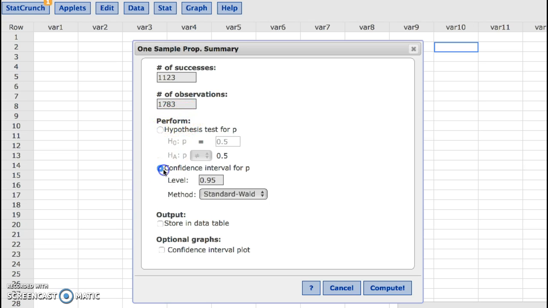You want to choose the confidence interval and make sure you adjust your level. We were asked to give a 90% confidence interval. If they ask you for 95%, 99, just modify this. And there's two methods. We're going to use the standard method. We're not really going to discuss too much of the difference between these two. I don't think you'll run into any place in your homework where they ask you to use an alternative method.